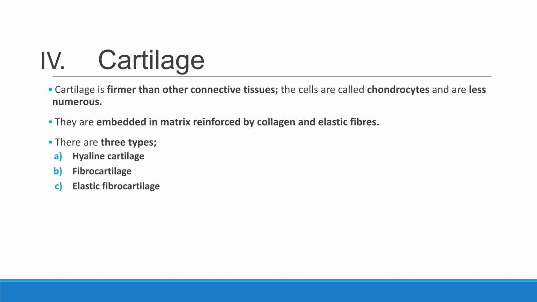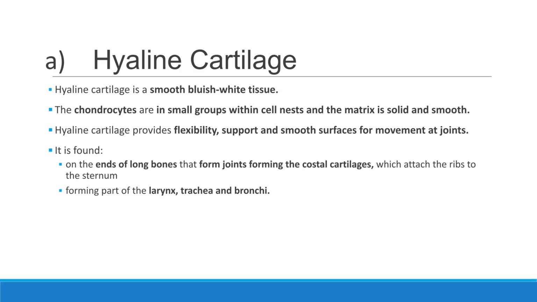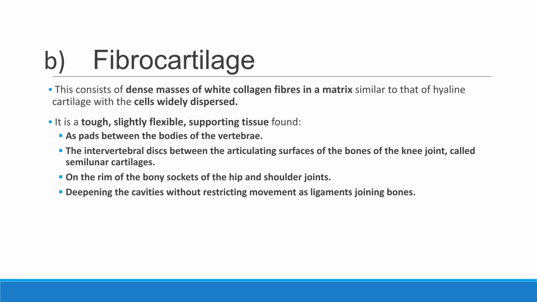Cartilage is firmer than other connective tissues. Its cells, called chondrocytes, are embedded in a matrix reinforced by collagen and elastic fibers. The three types are hyaline cartilage, fibrocartilage, and elastic fibrocartilage. Hyaline cartilage is a smooth, bluish-white tissue that provides flexibility, support, and smooth surfaces for joint movement. It is found on the ends of long bones, forming costal cartilages and parts of the larynx, trachea, and bronchi.